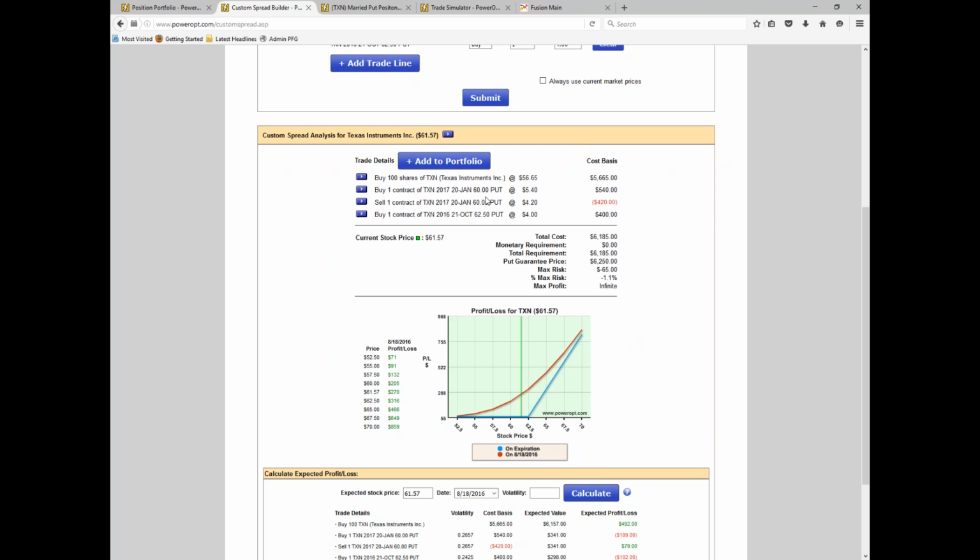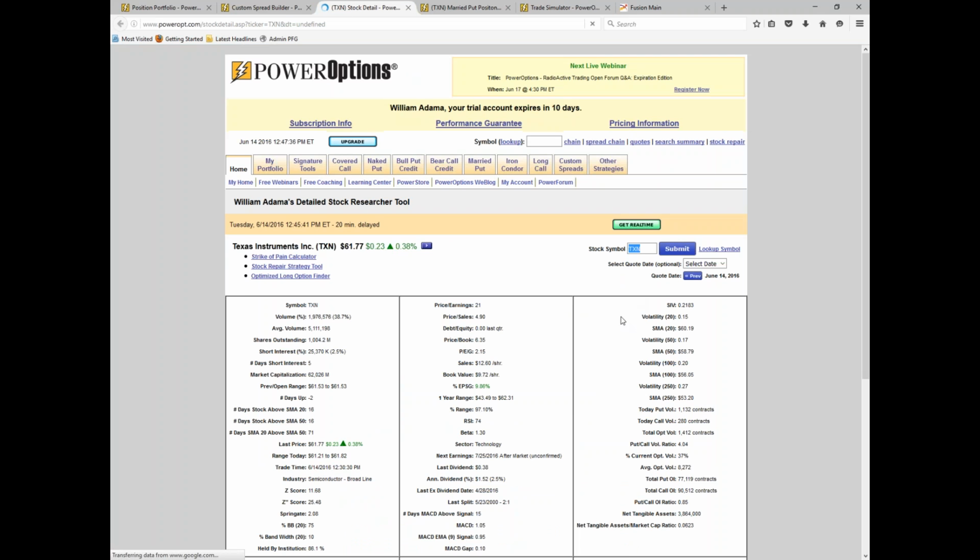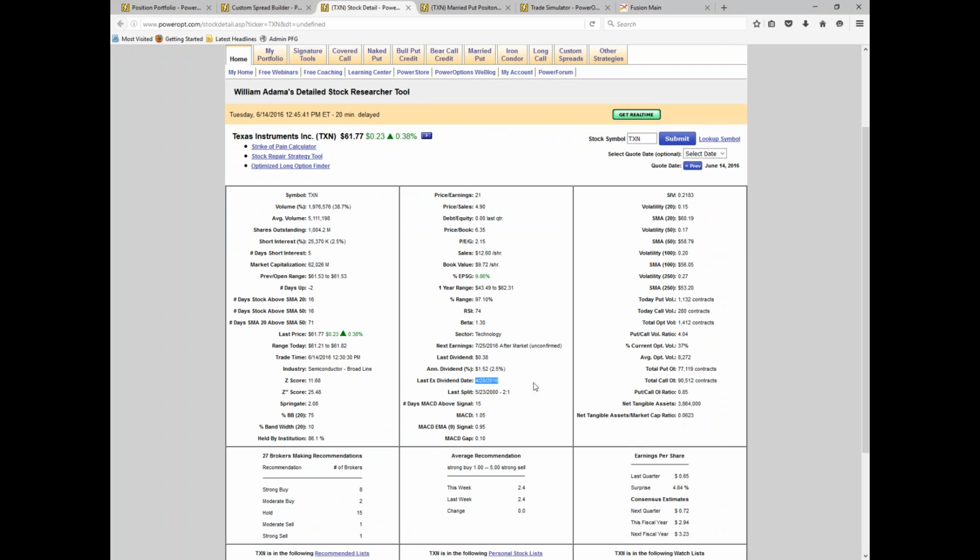I can still collect dividends as well. That's the other thing. Texas Instruments pays a dividend. Their next dividend is coming out after their earnings, probably around July 28th or so. And it's about a 2.5% dividend or 38 cents per quarter. So a little cheat.